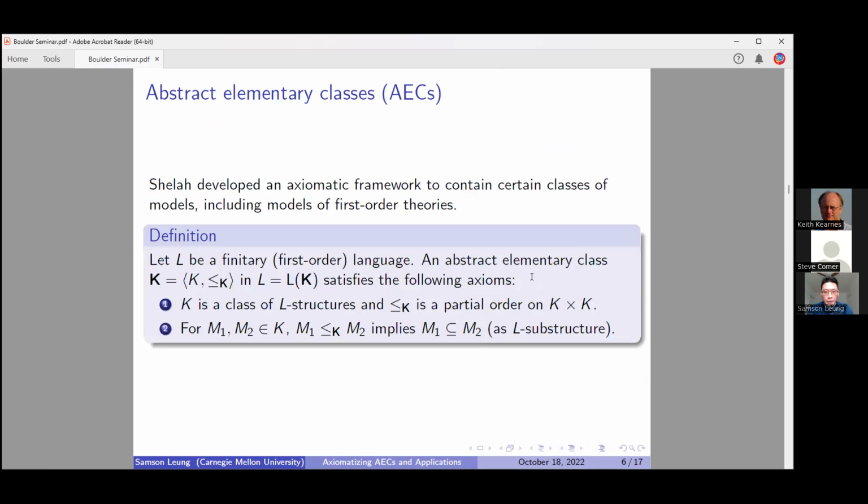The definition is as follows. Let's say we have a first order language L. When I mention an AEC, I don't just mention the class of models, which is the K here. I also have a partial order on the models. And for convenience, let's call the language associated with the AEC L. I want to say this ordering respects the L-substructure relation, so it respects the relation and function symbols.